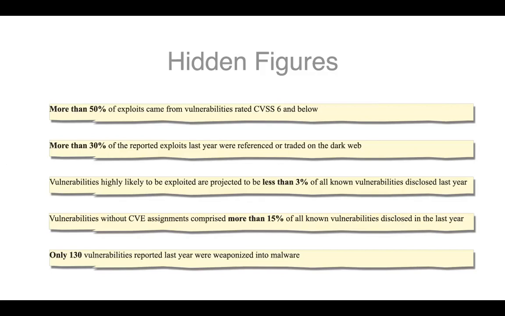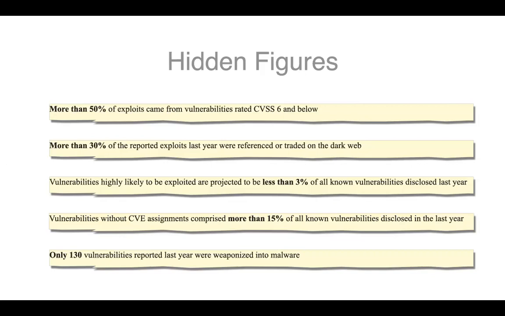More than 30% of reported exploits were referenced or traded on the dark web. This goes with the theme of undisclosed exploits. If it's in the deep web, dark web, you probably don't hear about it, and your tooling probably doesn't know about it. So it's just important to be aware of. Vulnerabilities highly likely to be exploited are projected to be less than 3% of known vulnerabilities disclosed last year. Vulnerabilities without CVE assignments comprised more than 15% of known vulnerabilities disclosed last year.